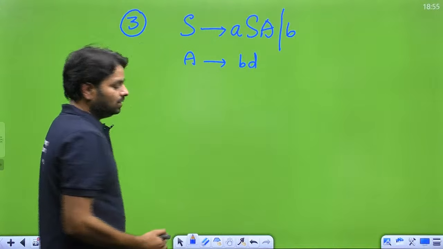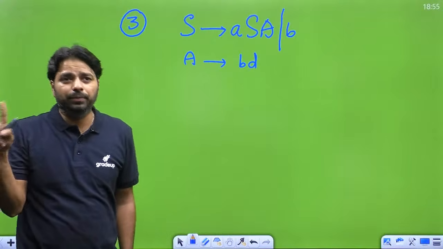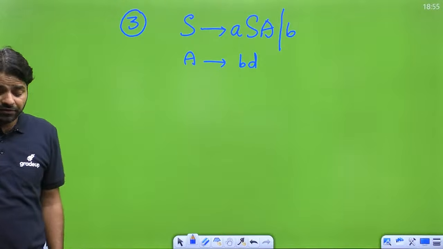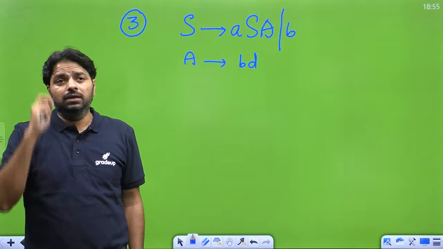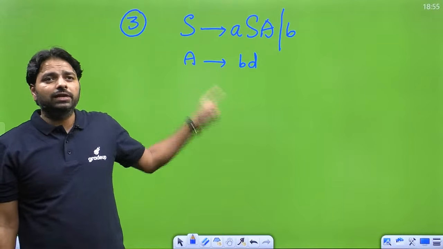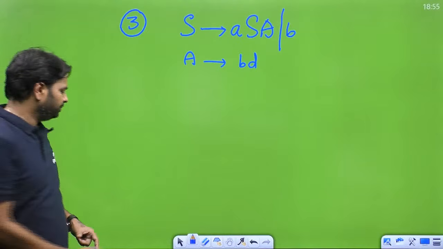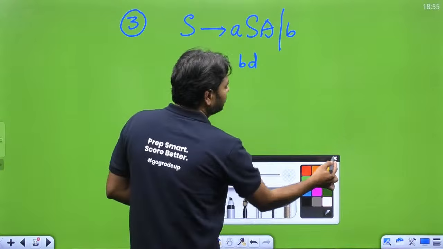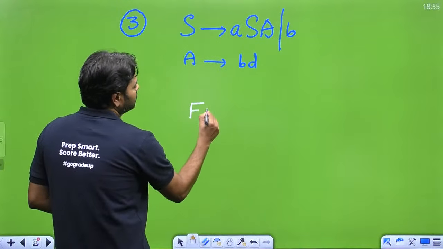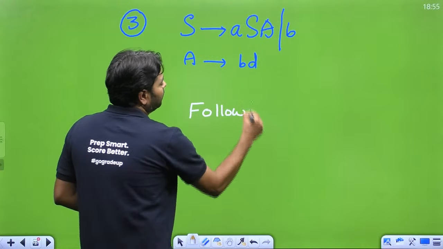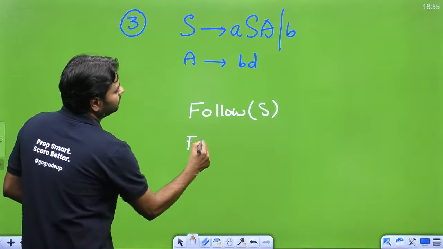Okay, now look at, we have two non-terminals. How do we compute? Because you know 50% of the probability you may be getting the question from first and follow. So I'm just making you revision. How do you compute them very quickly? Okay. Now we have two computations. Follow of S, follow of A.